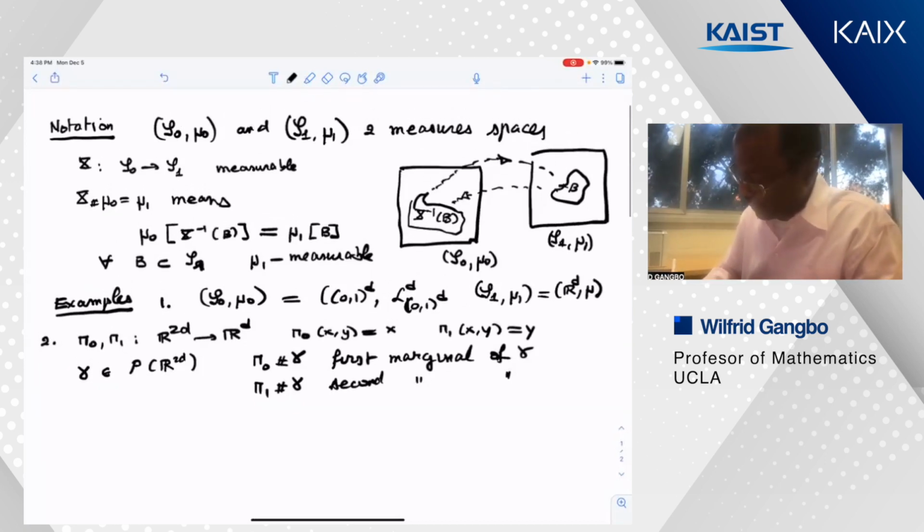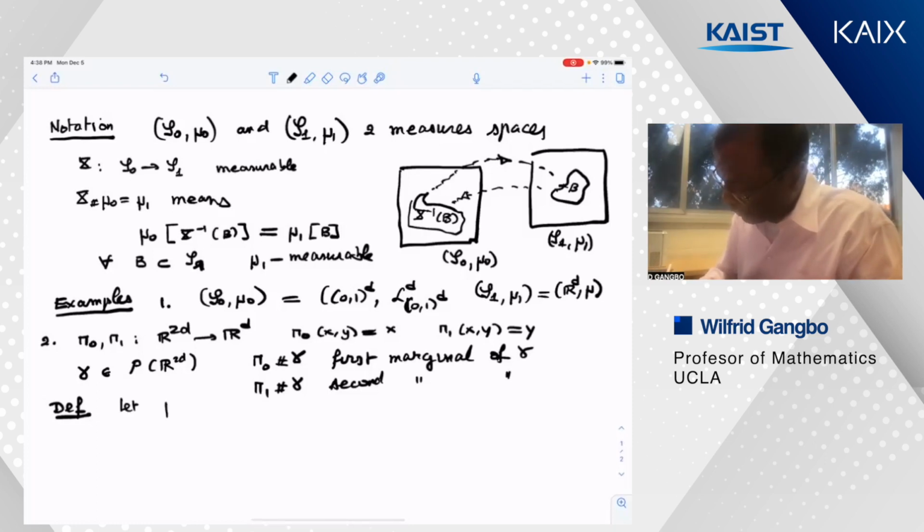Having this, I can define the Wasserstein distance. So let mu naught and mu 1 be two probability measures on R^d. And to avoid triviality, I am going to choose them in P2 of R^d. So this is the set of probability measures mu on R^d such that the second moment is finite.